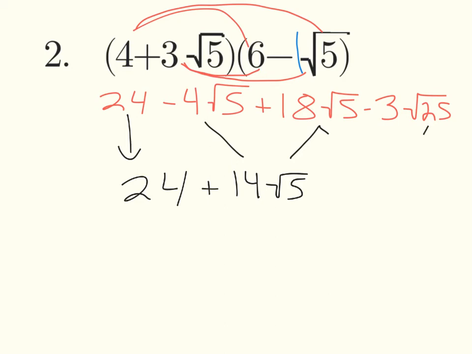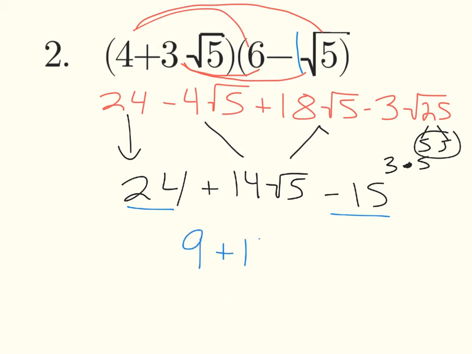Now over here we have that square root of 25. You guys know what the square root of 25 is. It's 5. Okay? So that's 3 times 5, guys. Well, that's 15. And finally, we're going to add 2 more like terms. We have a 24 and a negative 15. 24 minus 15 is 9. 9 plus 14 square root of 5 is our answer.